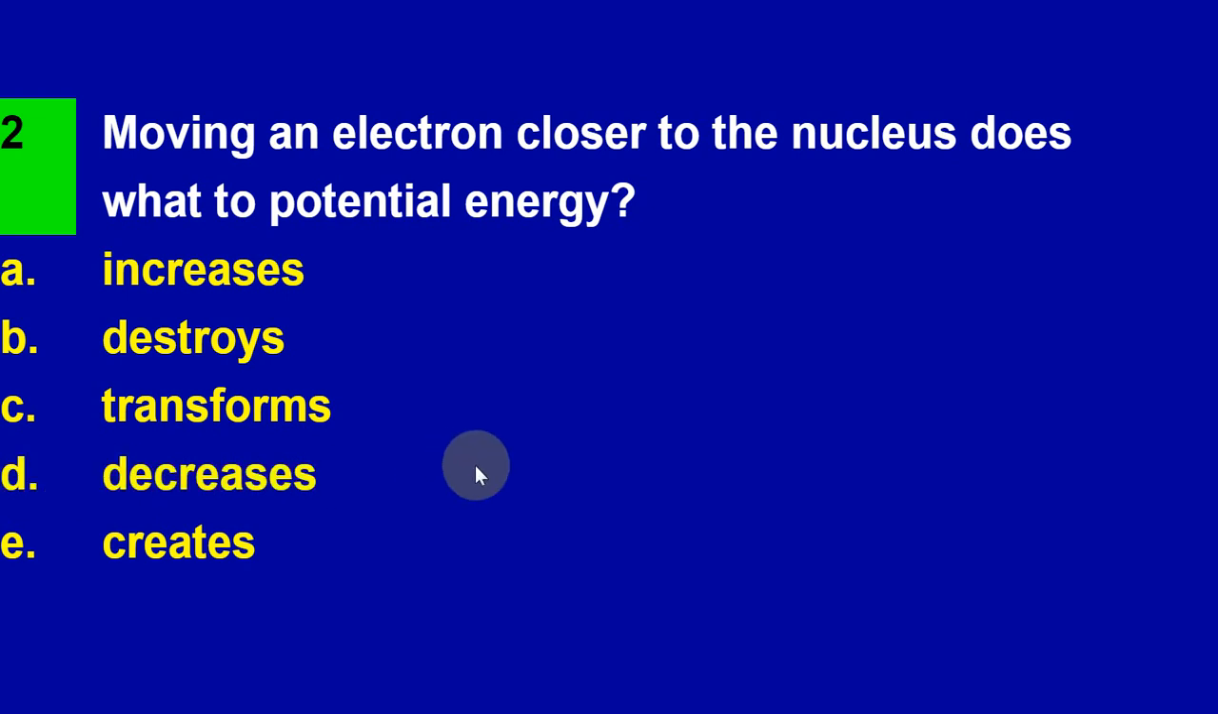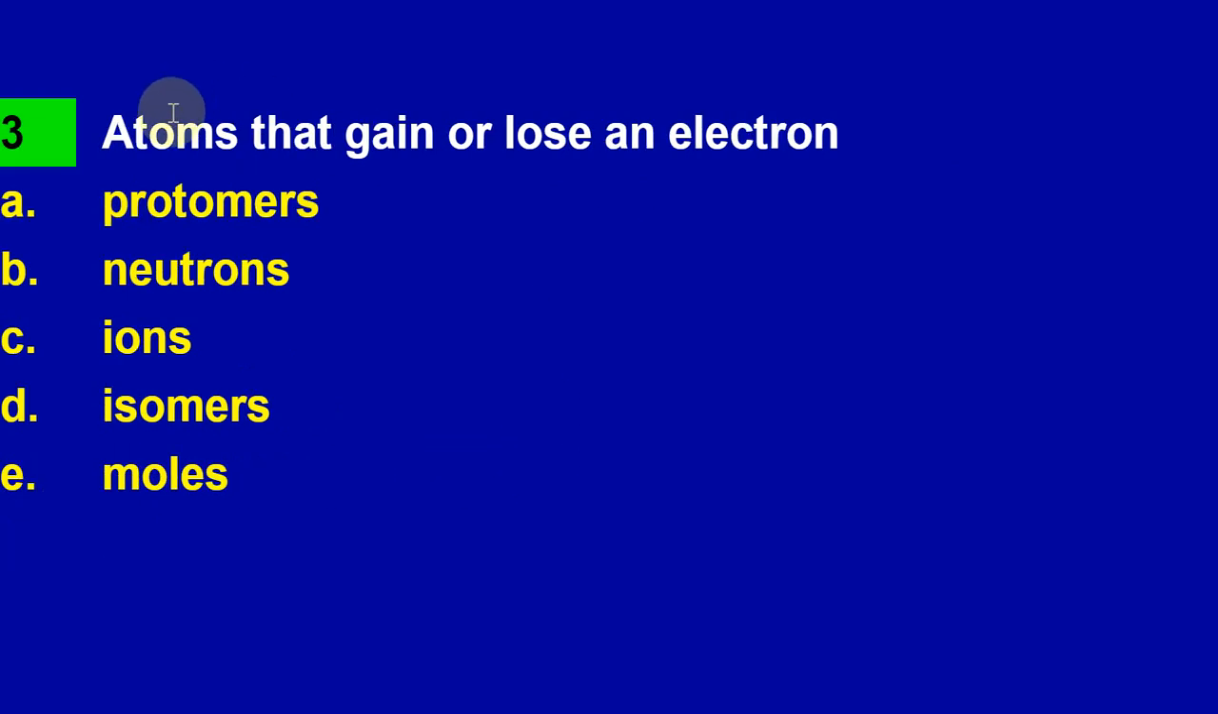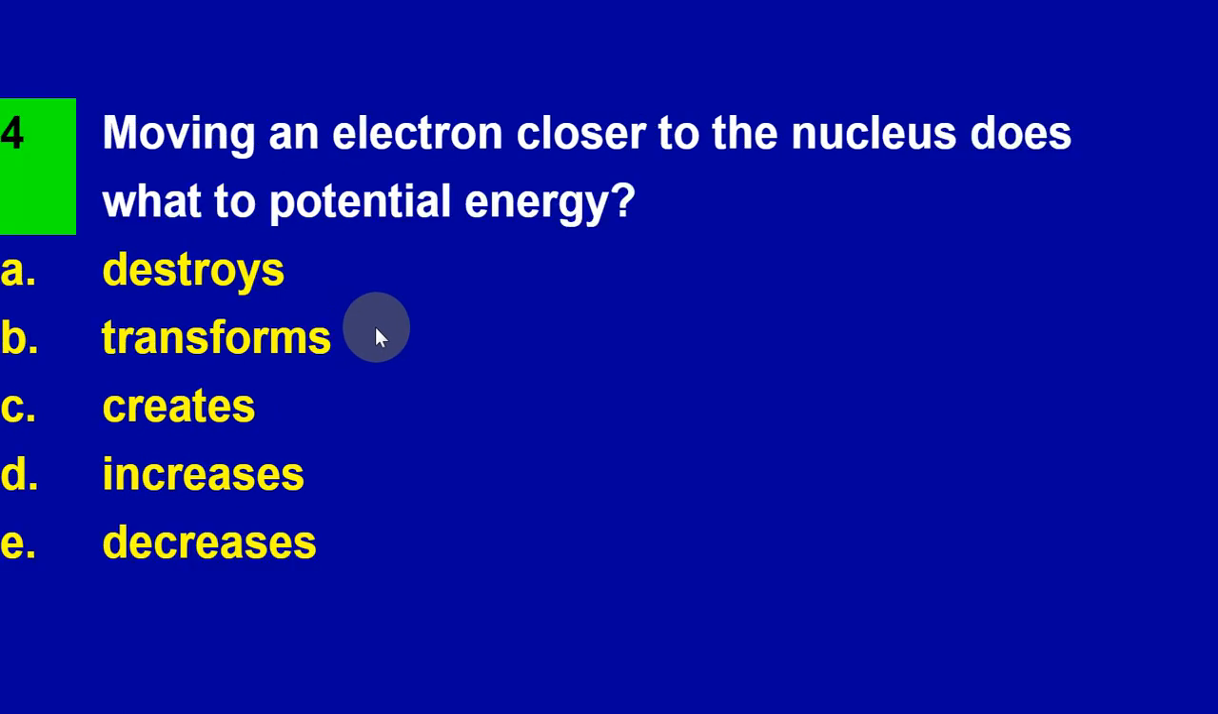Yep. Next one. Atoms that gain or lose an electron. What's it getting at? Moles? No. That's a distractor. Protomers? What is that? Neutrons? No, it's just a neutral particle. Gain, lose an electron. We got ions, right? Cool. Next. All right, moving an electron closer to the nucleus.